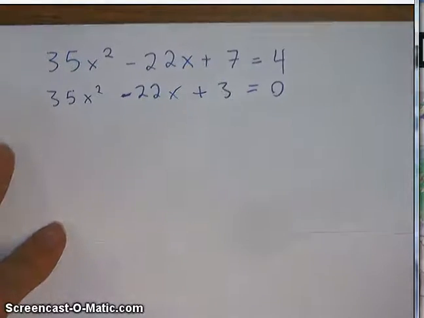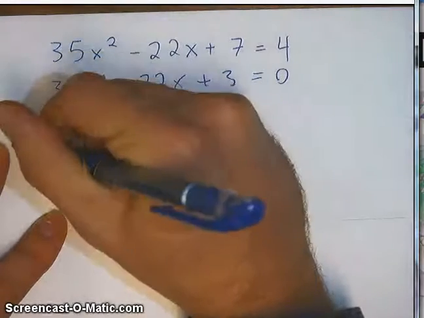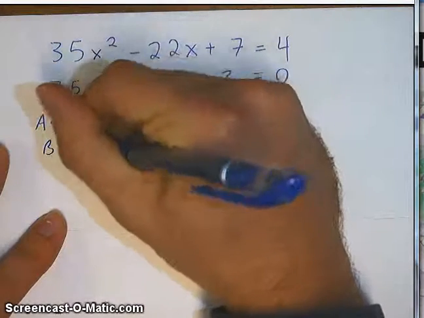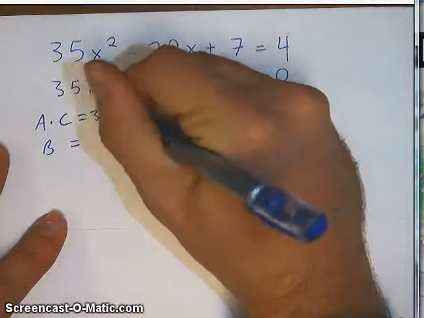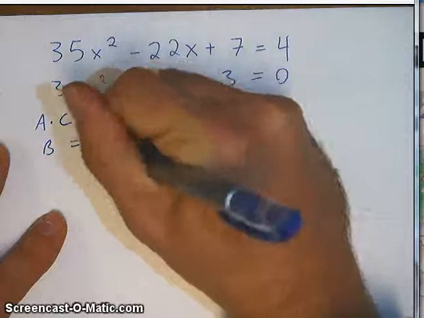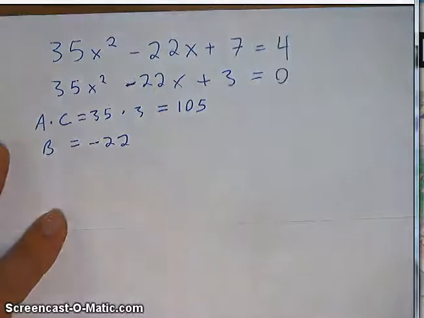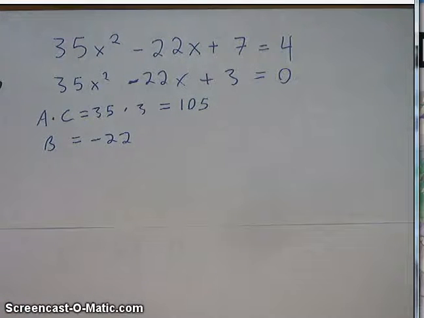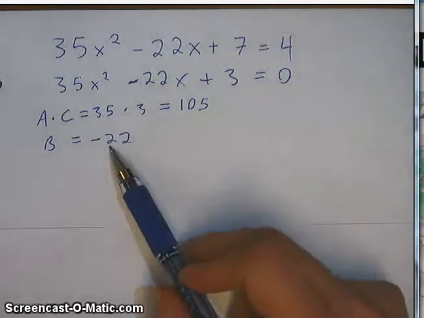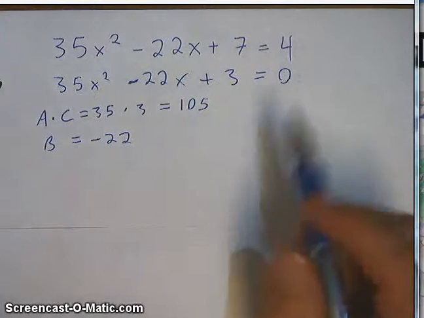And to solve this, to factor it, I need to know two things. I need to know a times c, and I need to know b. A times c is going to be 35 times 3, and b is negative 22. 35 times 3 is 105. So I need to know the factors of 105 that add to negative 22. Well, since the b value is negative, I know that both of these factors have to be negative. But let's go ahead and think about the factors of 105.